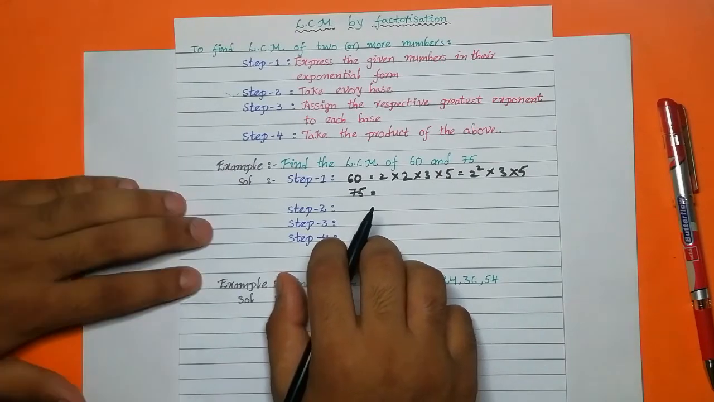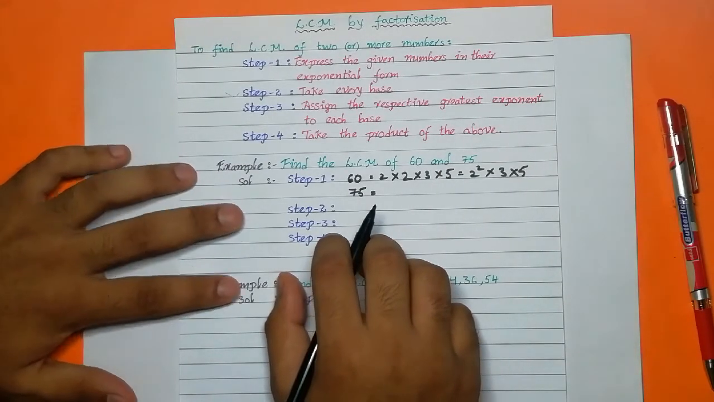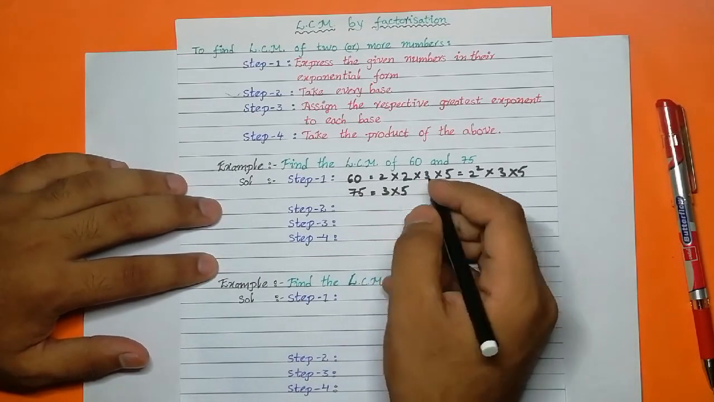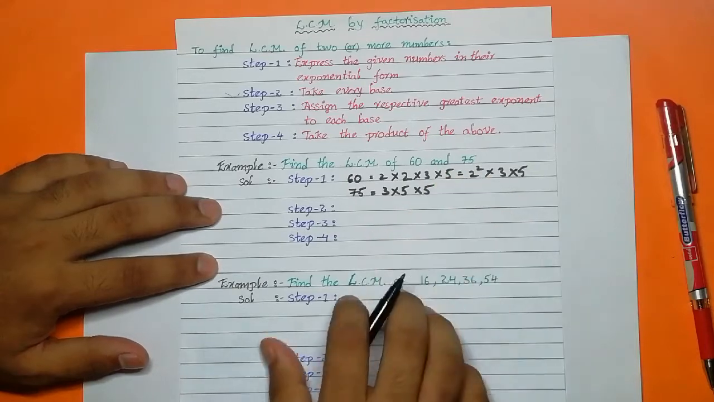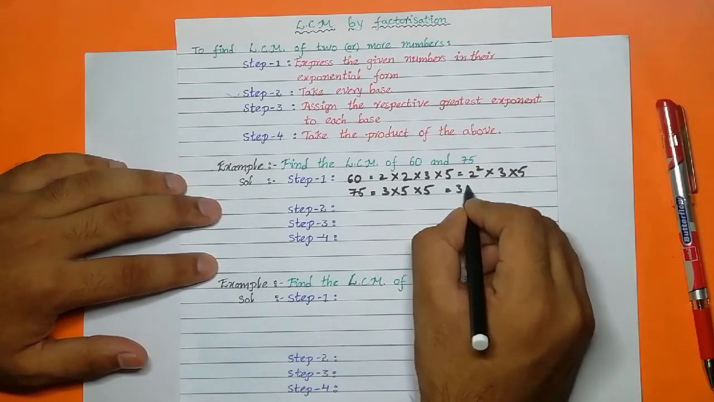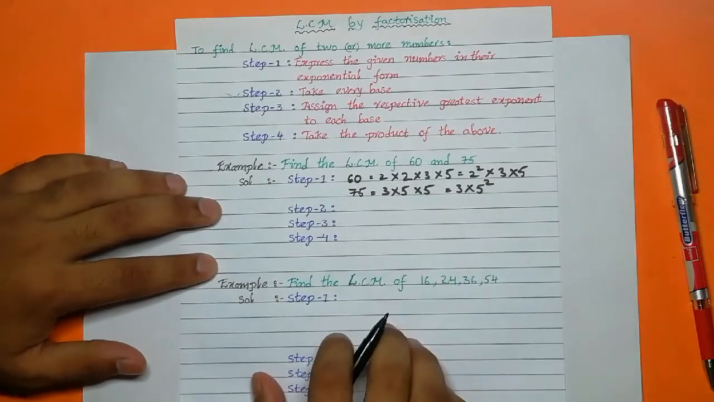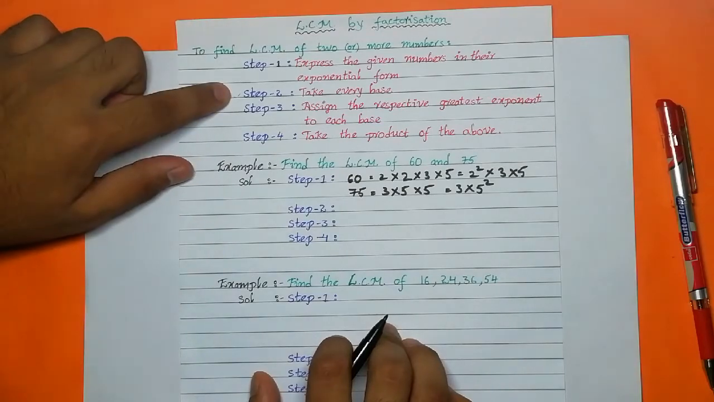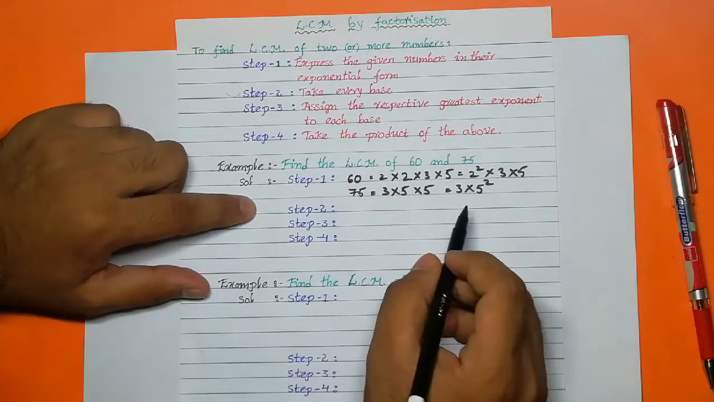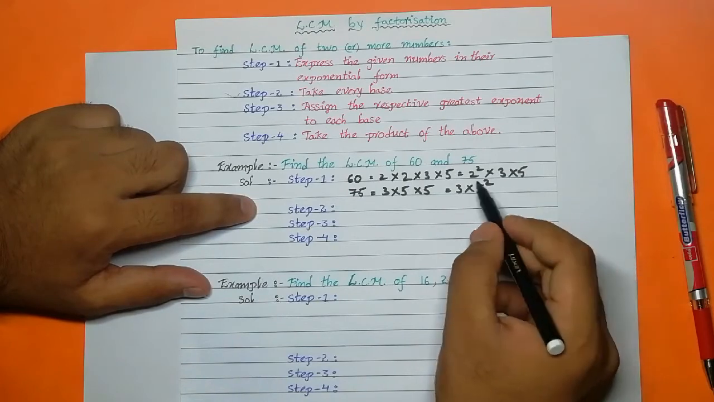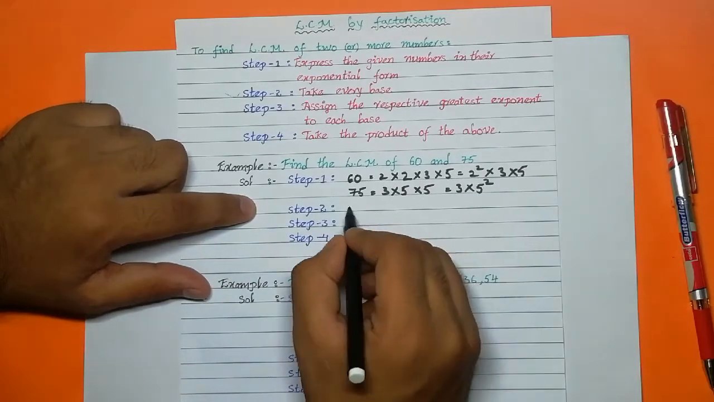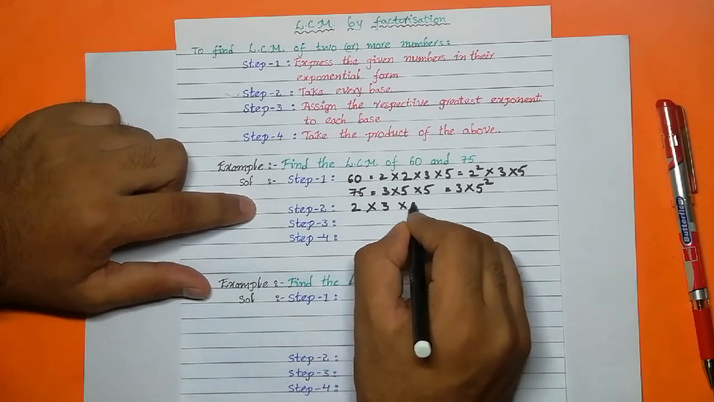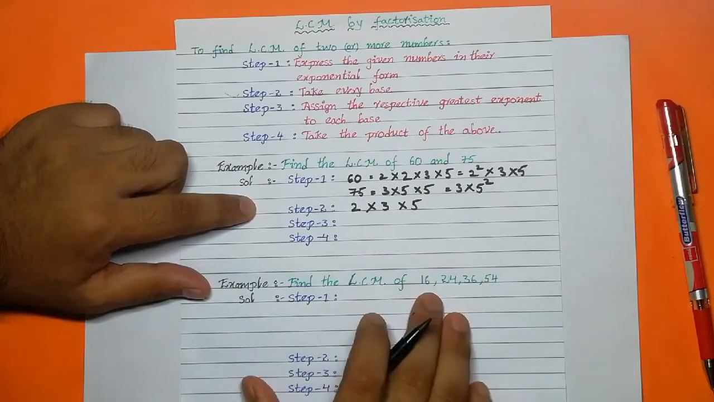Prime factors of 75: 3 into 5 is 15, 15 into 5 is 75, and their exponential form is 3 into 5 square. According to the first step, we have converted both the numbers into their exponential form, and now according to the second step, we have to take every factor. In both given numbers, 2, 3 and 5 are the factors. Therefore 2 into 3 into 5.